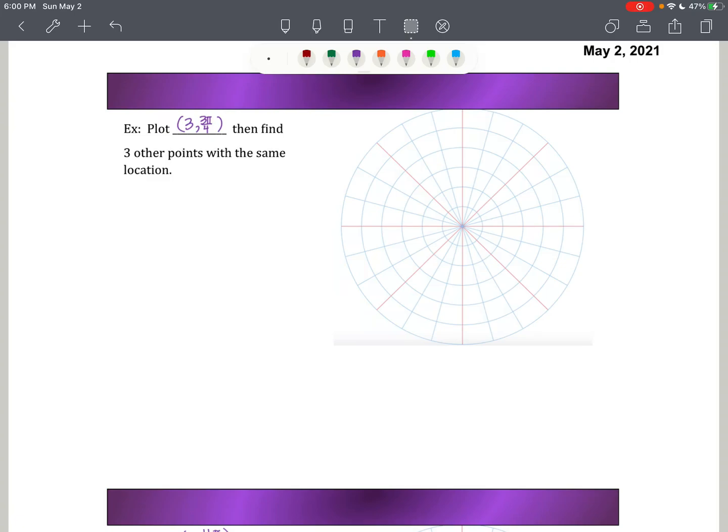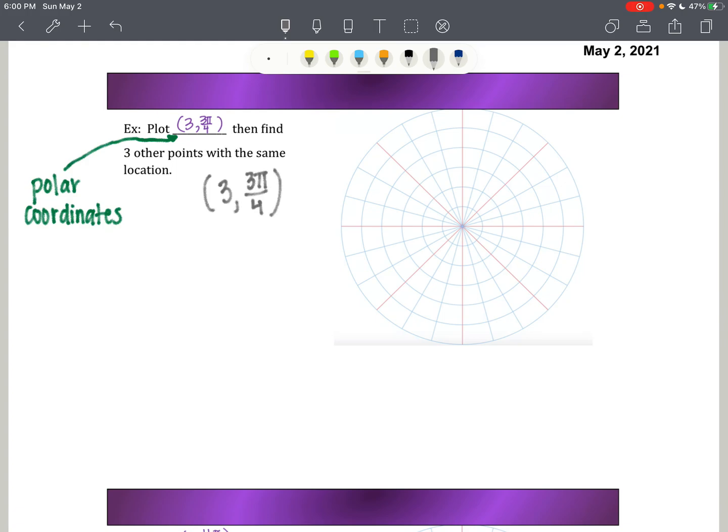So here I'd like to plot the point (3, 3π/4), and then find 3 other points with the same location. It's important to note that these points that we're plotting are polar coordinates. So polar coordinates. So the first value, 3, π/4. This first value, 3, is a directed distance.